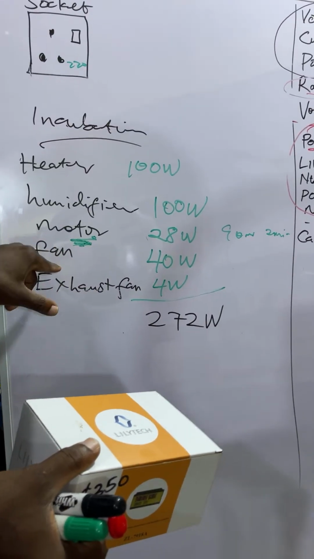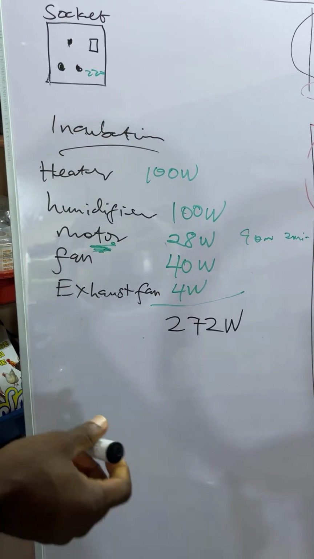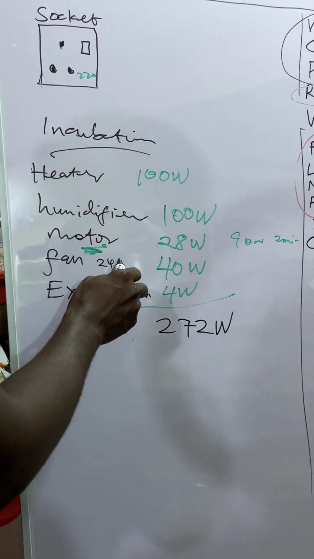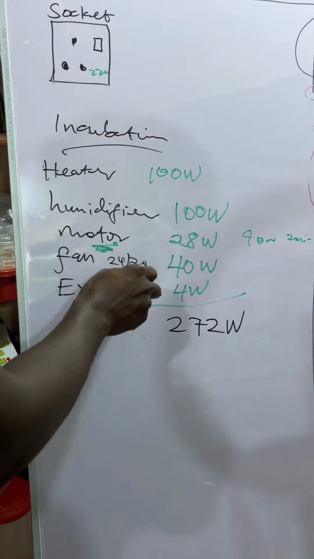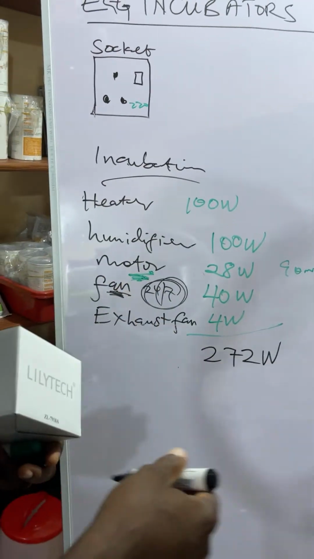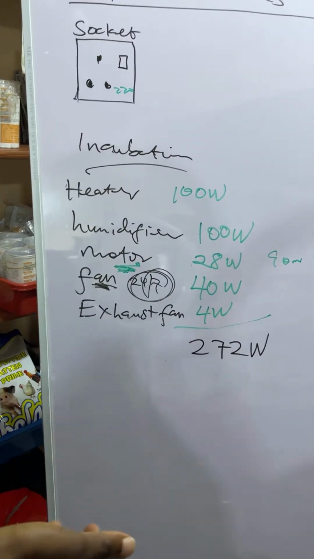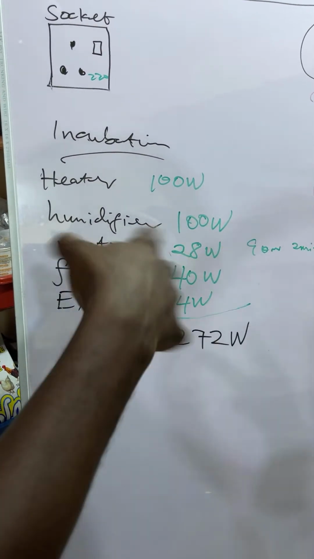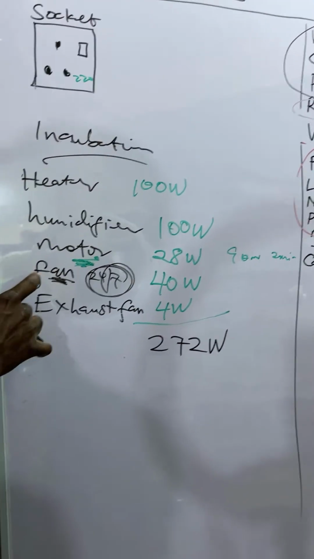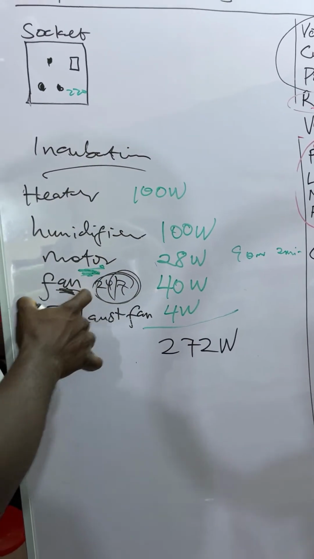This circulation fan, because of the importance of uniform heat, always stays on. Okay, 24/7. I mean, as long as the incubator is on, the circulation fan is supposed to be on. That's what I recommend, especially for incubators that are 200 eggs and above. But for 50 eggs and below, you can do away with the fan. For 200 eggs and above, your circulation fan must always be on. Anytime the machine is on, your circulation fan must be on.